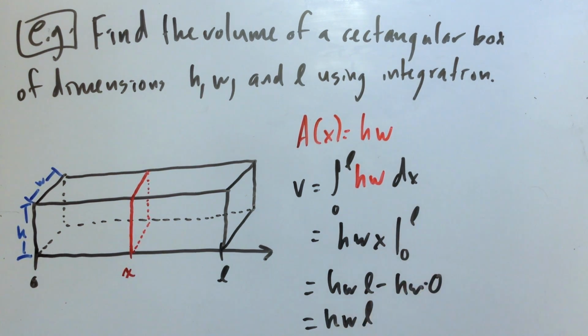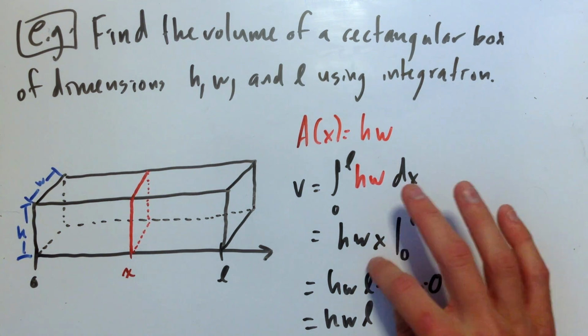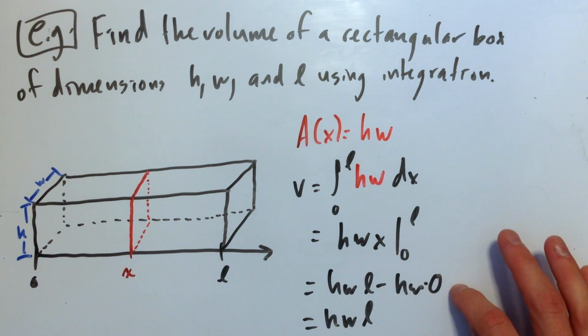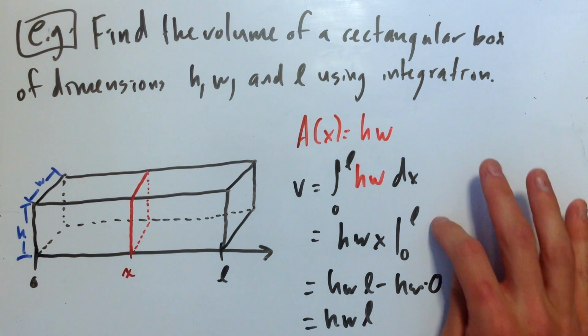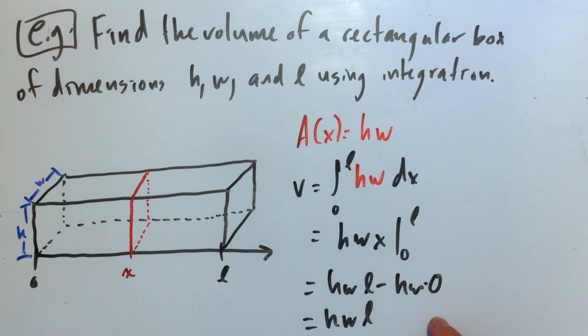I'm evaluating this from 0 to L, so I plug in L for x and 0 for x, and I subtract the lower limit from the upper. The second term here is 0, so I'm just left with height times width times length. That's not really enlightening, to see that the volume of a box is indeed given by height times width times length, but at least this illustrates how we can use this technique of integration to find volumes.